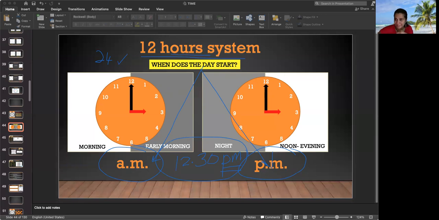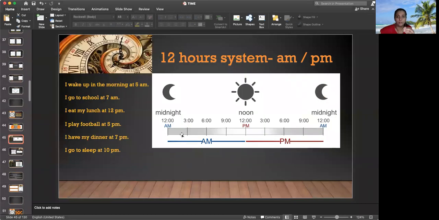Okay, that's what it means. Of course, not everybody uses the 12-hour system. There's this thing called the 24-hour system as well. So over here, there's a little bit more explanation on what you do usually in the 12-hour system.